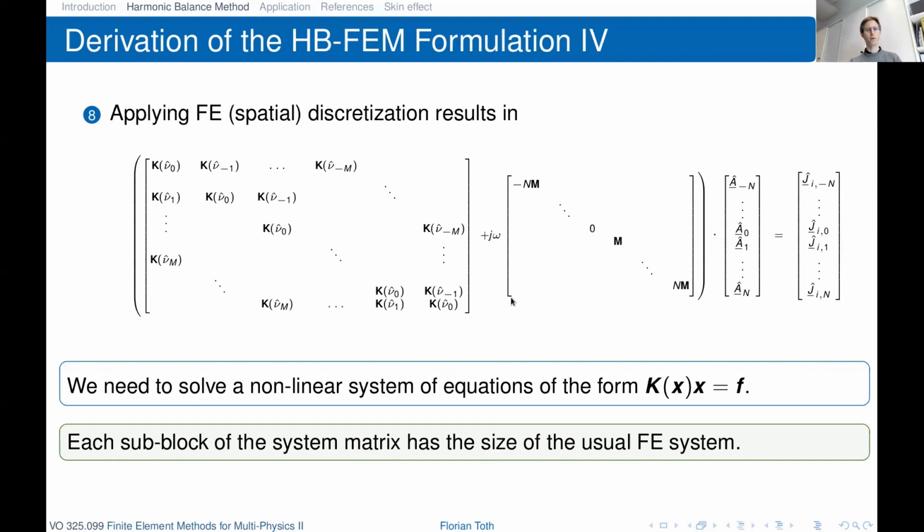And now we have to look at how we actually can solve this system, since it's still non-linear. We know that the permeabilities, so here we have the stiffness matrices, and they depend on the permeability, which is solution dependent. And here, in fact, these are the permeability for the Fourier coefficients of the material parameter.